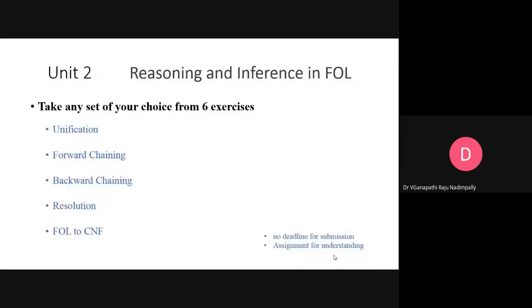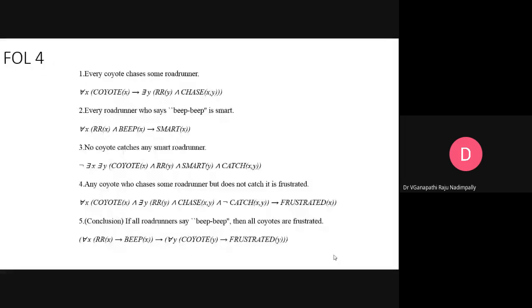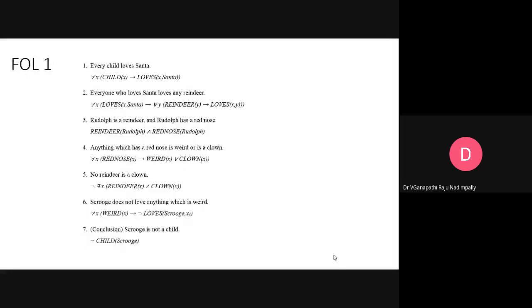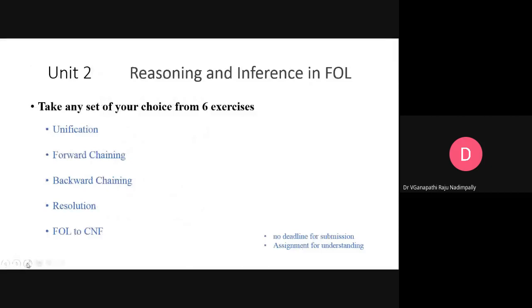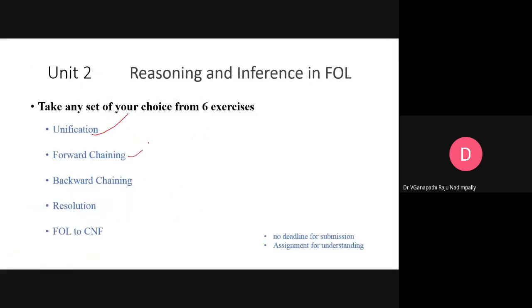I have already given 6 FOL statements. Once you have the FOL statements, they may ask you in the examination to go for unification, forward chaining or backward chaining, or they may ask you the resolution problem, or they may ask to convert FOL into CNF. All these are called inference mechanisms. Now I have given 6 examples. Take any one and complete. There are no deadlines for submissions, and these are assignments just for your understanding.